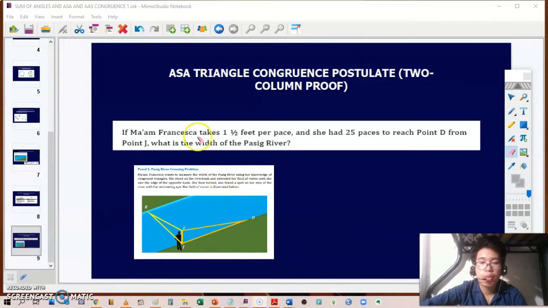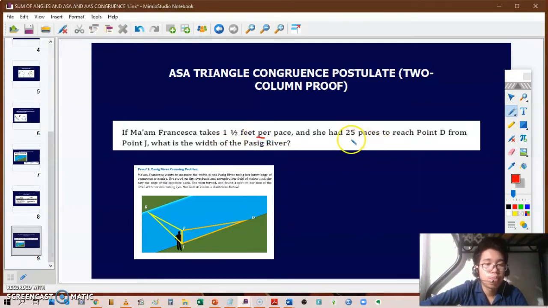So continuing with our problem here. If Ma'am Francesca takes 1.5 feet per pace and she had 25 paces to reach point B from point J, okay, so she's on point J and she needs to reach point D. So what is the width of the Pasig River?